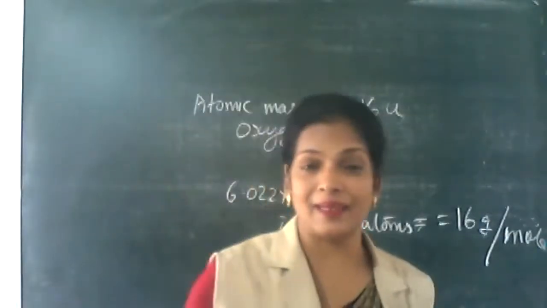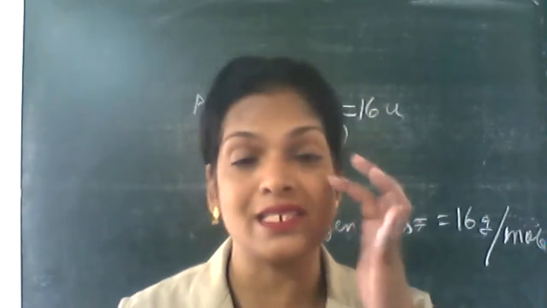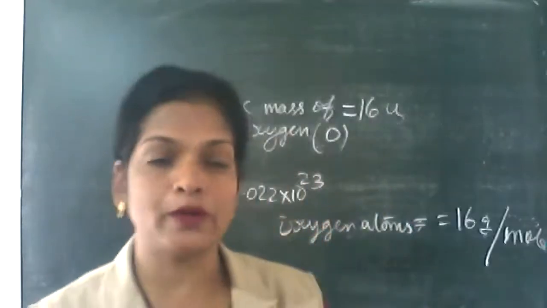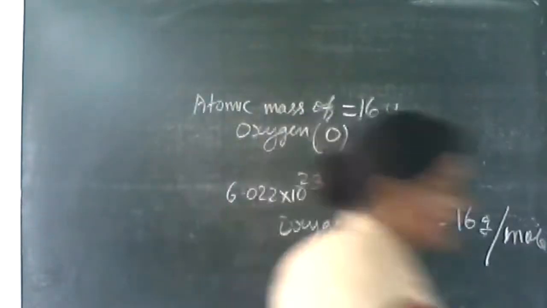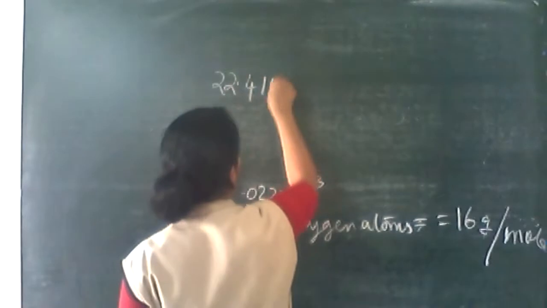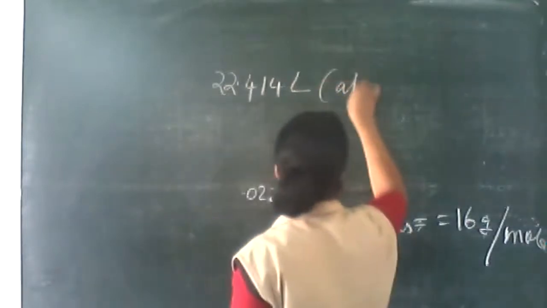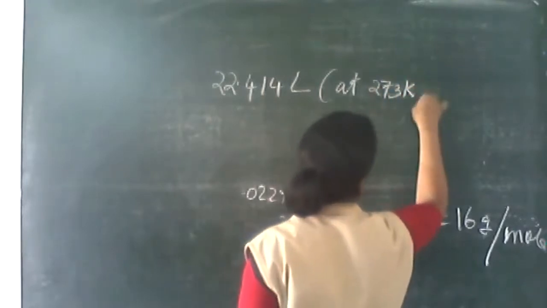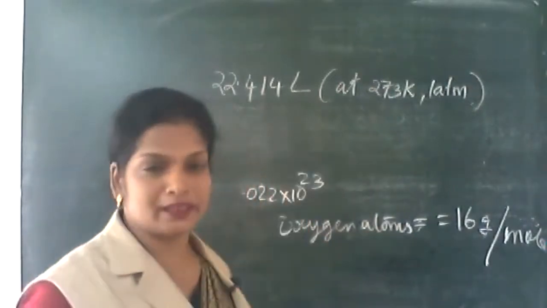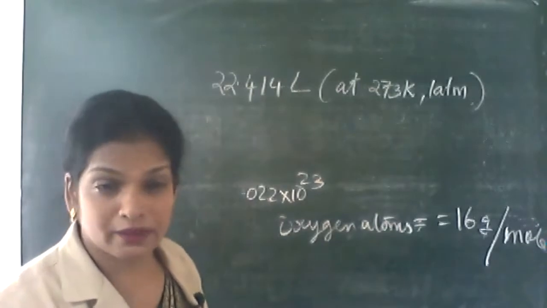So what is standard temperature and standard pressure? Standard pressure is 1 atm pressure. Standard temperature is 0 degrees Celsius, or we can say 273 Kelvin. At this condition, it is found that 22.414 liters of any gas at this STP. What is STP? At 0 degrees Celsius, meaning 273 Kelvin, and 1 atm pressure. If you sit and count the molecules in this much liter of any gas, you will get 6.022 into 10 to the power 23 molecules.